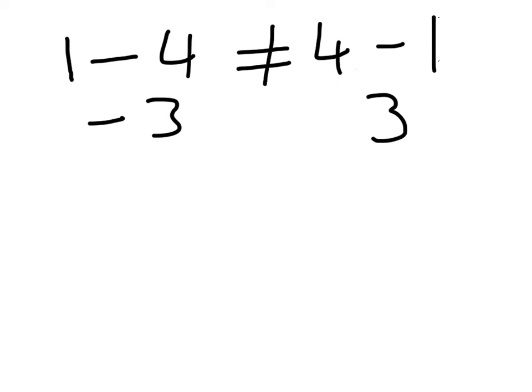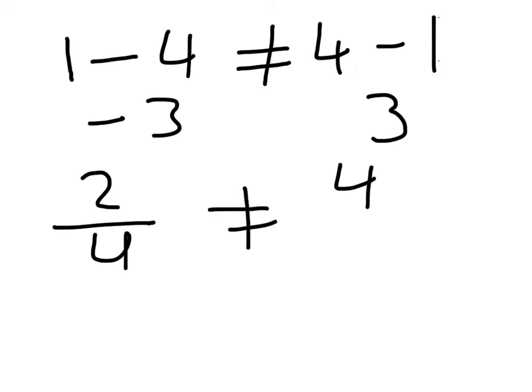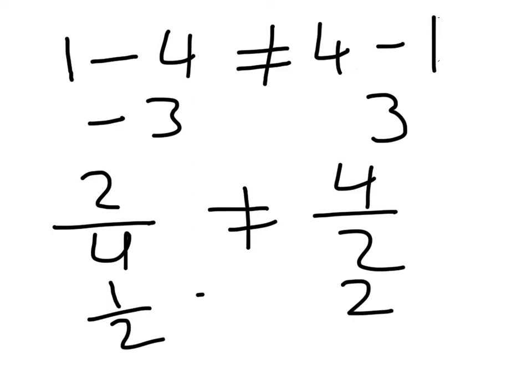Let's take another example. Let's say you have 2 divided by 4. It is also different from 4 divided by 2. This one will be 1/2, and this one will be just 2, and these two numbers are different. So that's why the commutative property and the associative property only work with addition and multiplication.